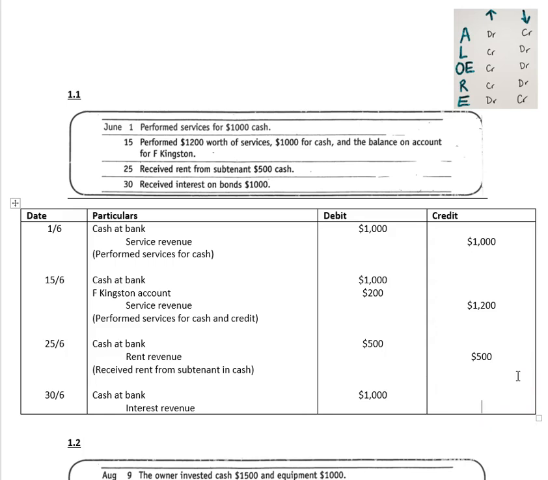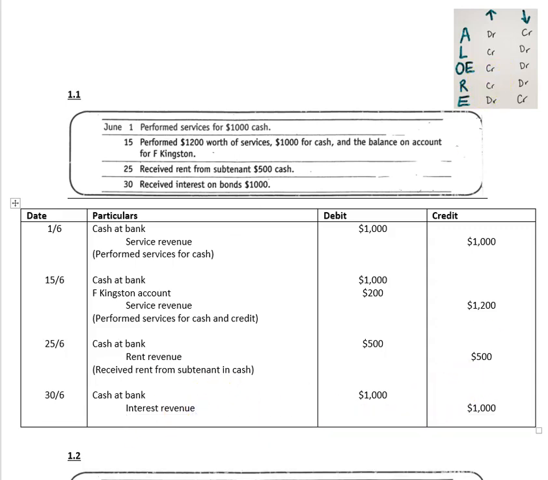So an asset going up is a debit. Interest revenue is a revenue. Revenue going up is a credit. And I'm just going to put a little narration on here. You get marked down for not having narrations, so don't just skip over them because you'll forget in the exam. Received interest on bonds. Okay, and that's it for 1.1.